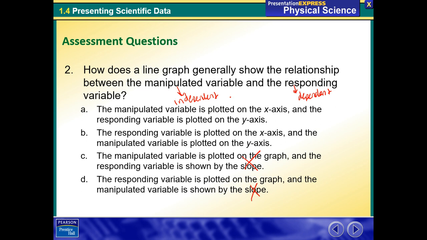So remember, independent is the one on the bottom, and you're going to go left to right. So left to right is going to be your x-axis. Dependent is going to be the one that goes vertical, up and down, and that's going to be your y-axis. So if you said letter A, you are correct.